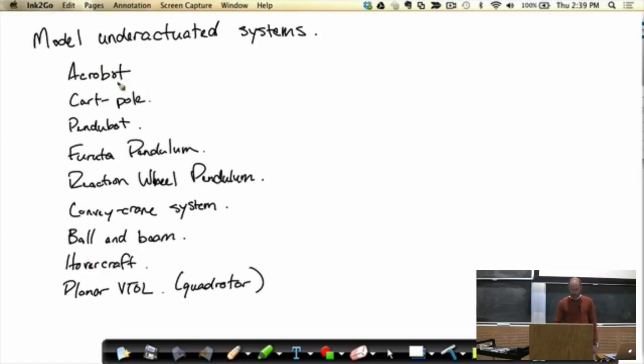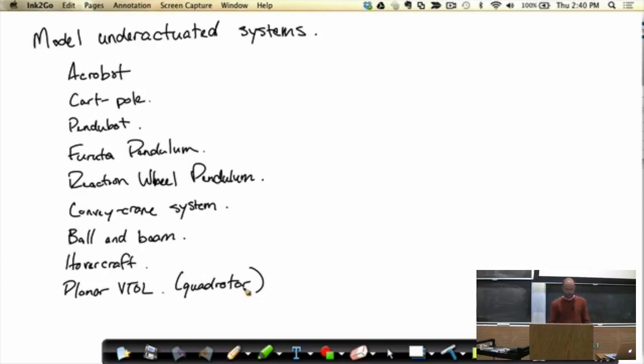today we're going to bite off a few of them, the Acrobot and the cart pole, and then we won't actually spend too much time on the others. They'll mostly follow. They'll just be different instances of similar problems. But the Acrobot and cart pole are pretty representative. And then we'll play a little bit with quadrotors at the end, okay? Show you how it works.